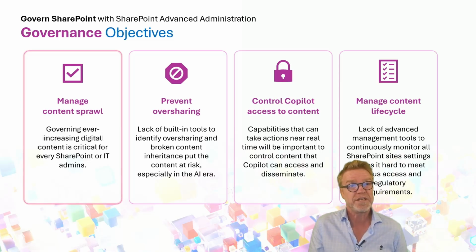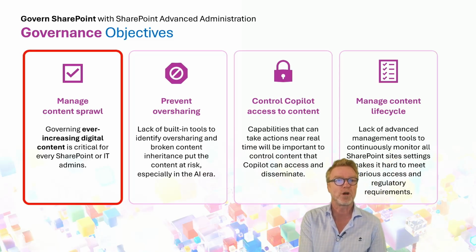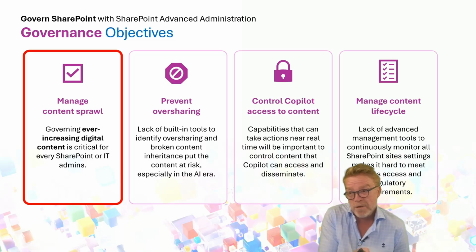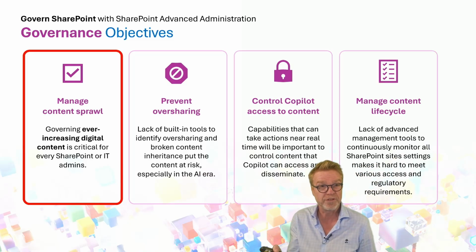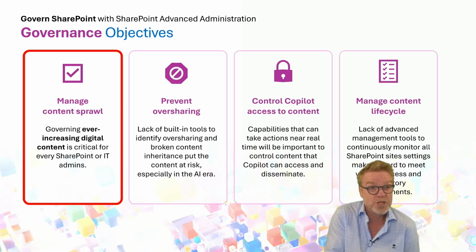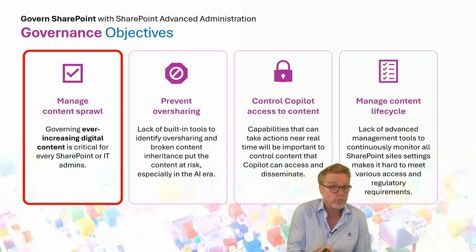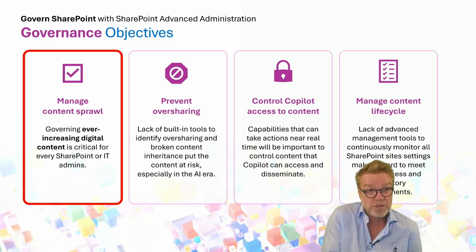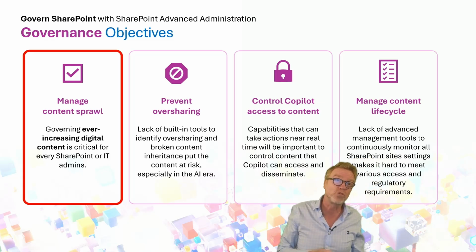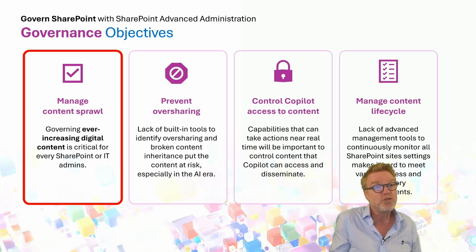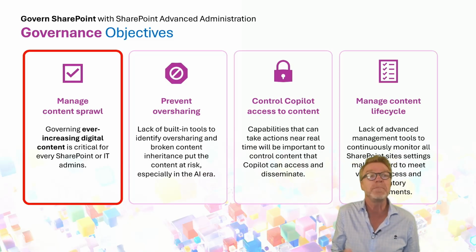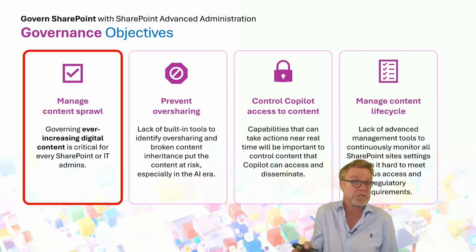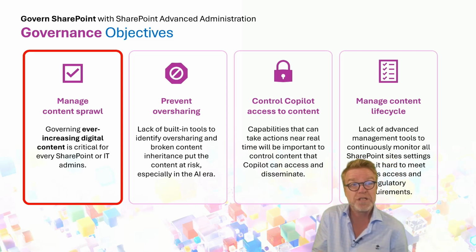First of all, it's about managing content sprawl. What we mean here is we have so much digital content and we'll have more and more digital content. And already, as I said, the more digital content you have, some content will become obsolete. But if Copilot does not know that some content is obsolete, it will still use it as valid data, as valid information, and it might misinform users because it has access to obsolete data.